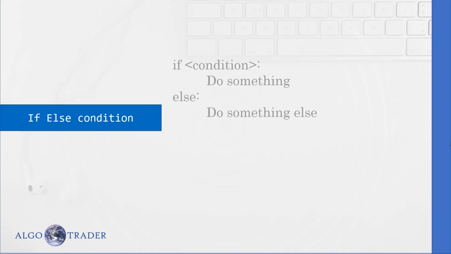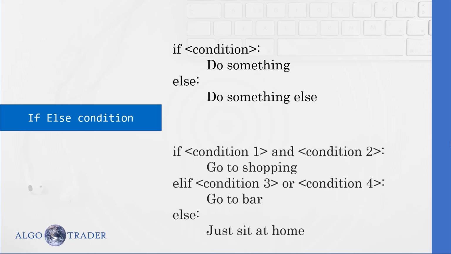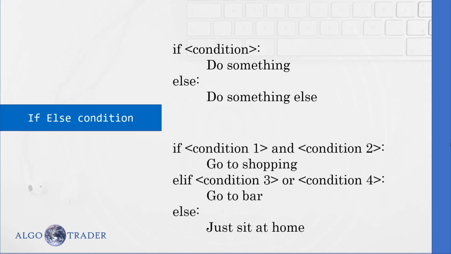So how do you write some code: if some condition matches, do something, else do something else. Similarly, we can have if some condition, else if some condition, else some other condition. So in this example, if condition 1 and condition 2 are met, go shopping, else if condition 3 or condition 4 is met, then go to the bar. If none of these happens, just sit at home.